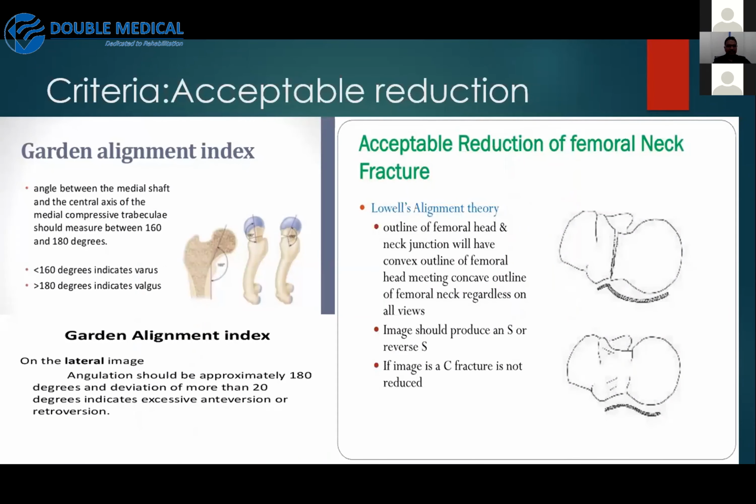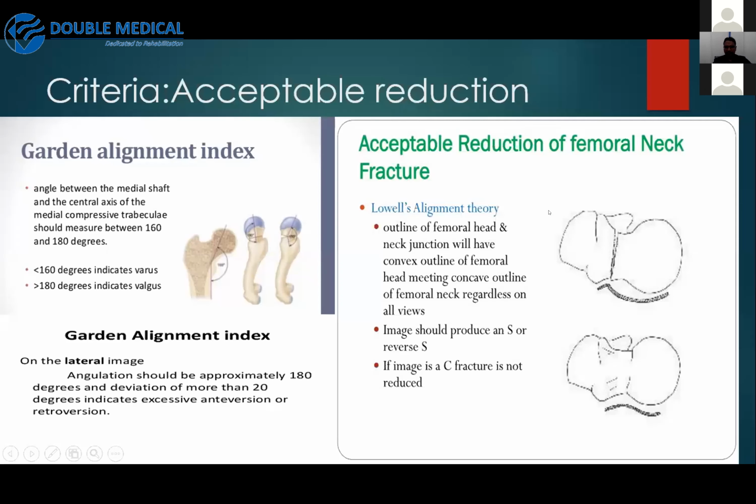We use the Garden Alignment Index and the Lowell's Alignment Theory. Basically, we don't want to fix it in varus. So we want the angle between the medial shaft and central axis of the trabeculae to measure between 160 and 180. Anything below that is varus, above that is valgus. So if you cannot get a perfect reduction, slight valgus is fine. Angulation in the lateral should be 180 degrees, deviation of more than 20 is not acceptable.